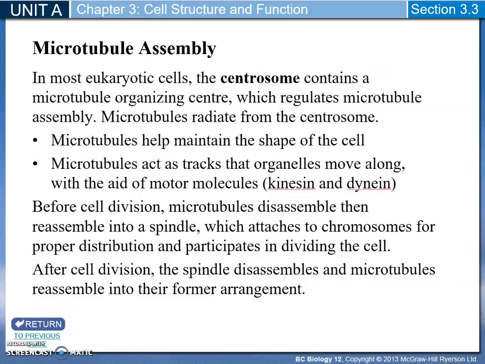So the microtubule assembly then, in most eukaryotic cells, the centrosome contains a microtubule organizing center, and that regulates microtubule assembly.